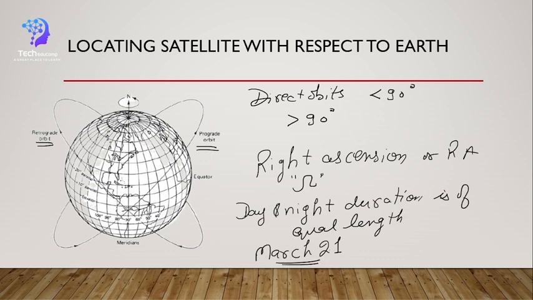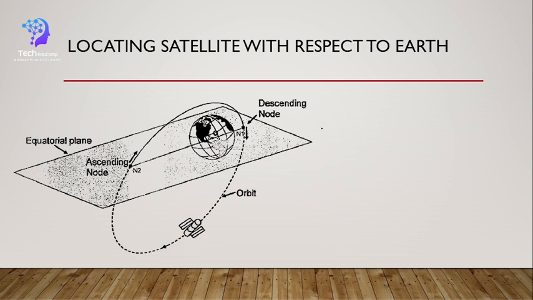Now there are times when the satellite, as it revolves around its orbit, penetrates the Earth's equatorial plane. Those points are known as nodes, and we have two nodes: one is the ascending node and another is the descending node.